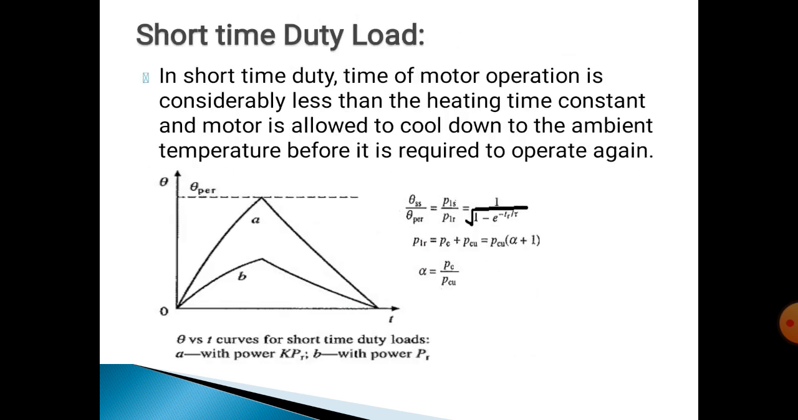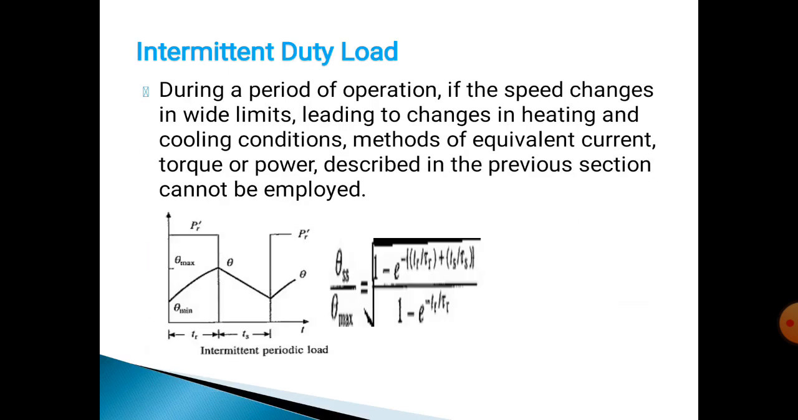The next one is short time duty load. In this duty, the operation time is less than the heating time constant, and the motor is allowed to cool down to the ambient temperature before it is required to operate again. The next one is intermittent duty load. If the speed also changes within wide limits, we consider the speed of each and every motor operation. In this method, the power and torque equation will be noted as follows. Thank you.